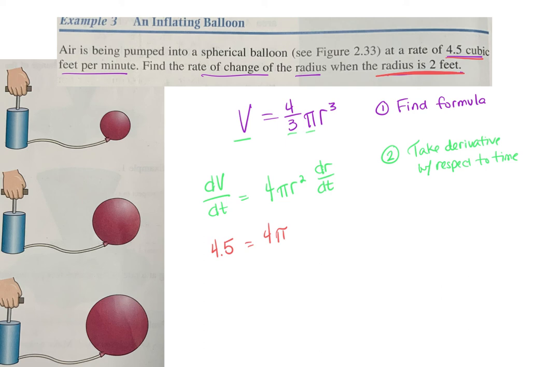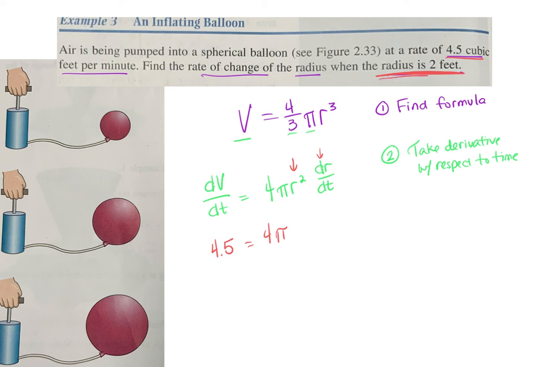What did they give me? The r or the dr/dt? The radius is 2 feet. Which one did they give me? The r or the dr/dt? Is it changing? Did they say it's changing? No. If it is stagnant, not changing, they gave me a variable, not a changing variable.